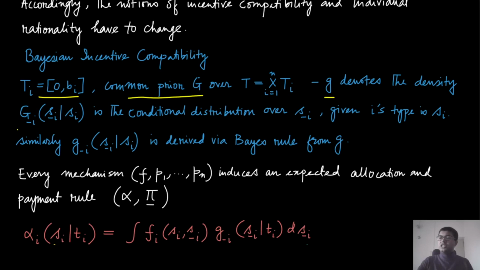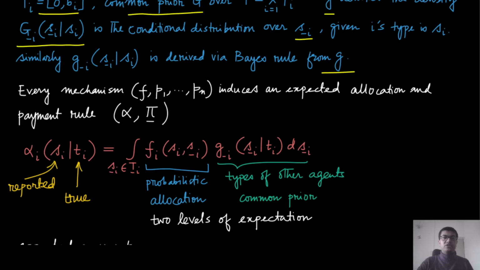By this notation, capital G minus i, of s minus i given si, we are going to denote the conditional distribution over s minus i, given that player i has observed its type, which is si. Similarly, lowercase g minus i will denote the density, and both capital G minus i and small g minus i are derived by Bayes' rule from the original distribution. So that is the common prior assumption. Our Bayesian incentive compatibility applies to this setting.